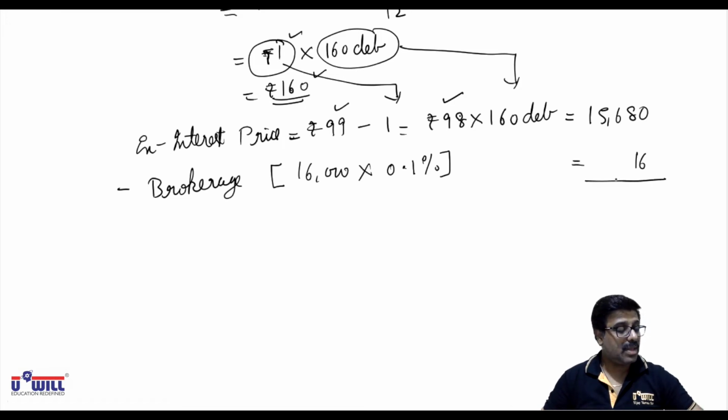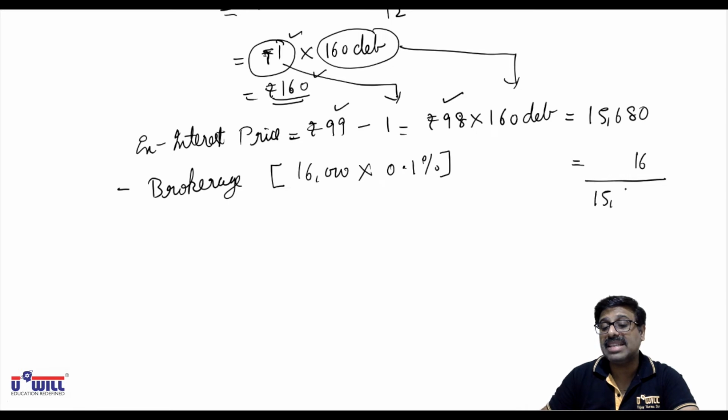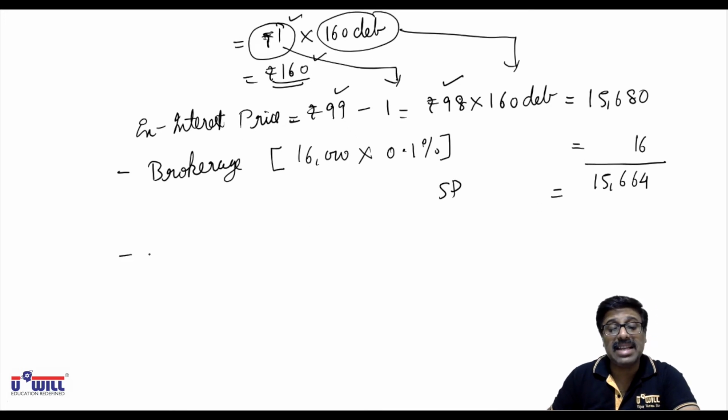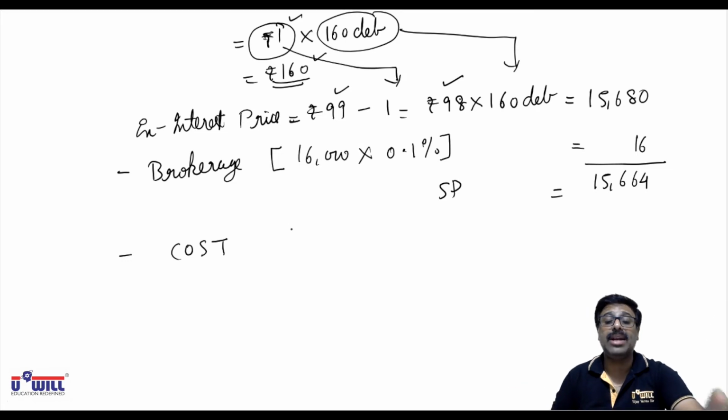15680 minus 16, 15664 would be the selling price. That will come in capital or cost column. Now because we are selling it, we'll find cost and profit also. If you are purchasing it, your workings are over at this stage.